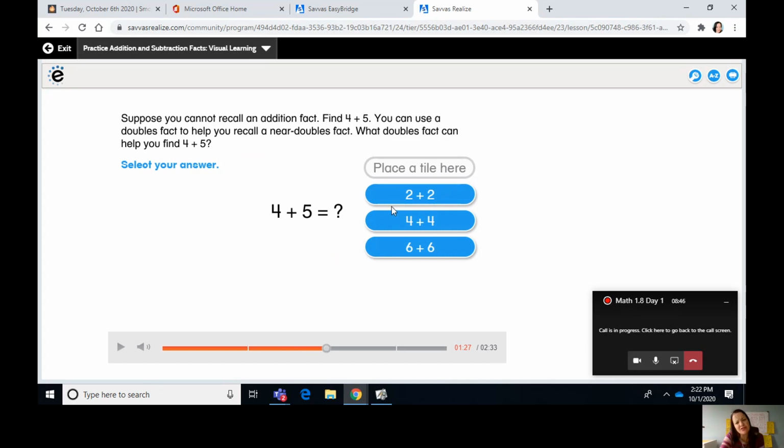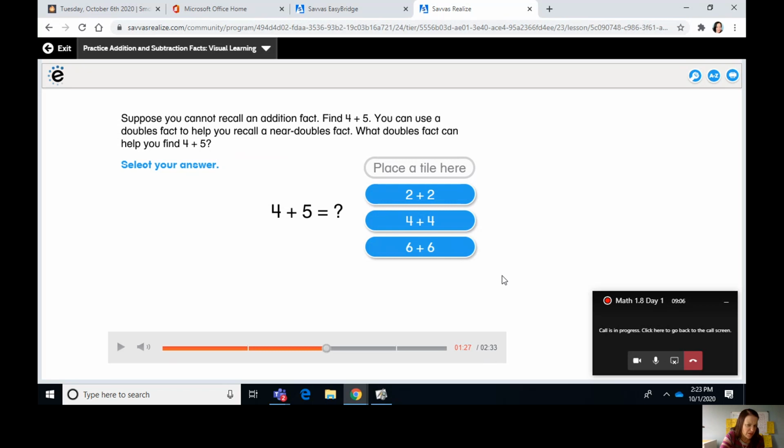Now, is 2 plus 2 close to 4 plus 5? Does that have either one of those add-ins? No. How about 4 plus 4? Can that help you find 4 plus 5? Well, if I know 4 plus 4, 4 plus 5 is 1 more. Well, that can help me.